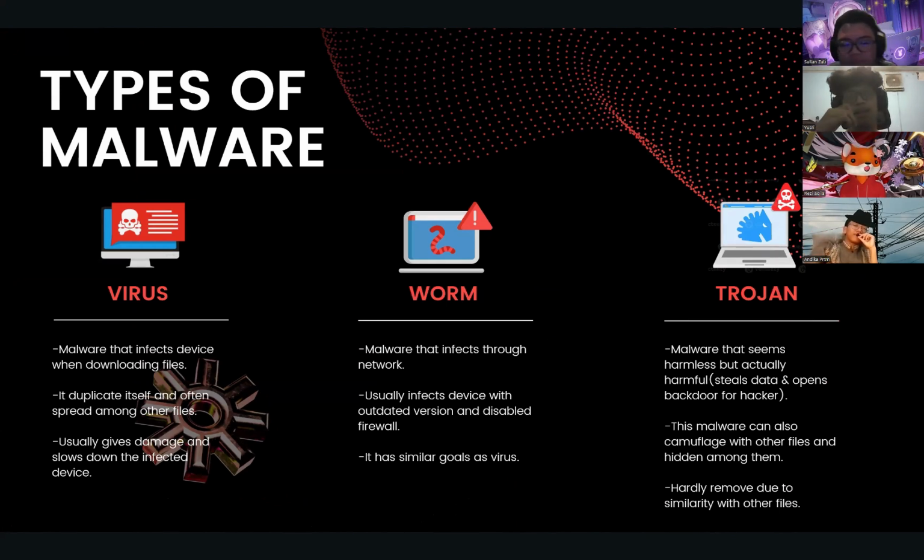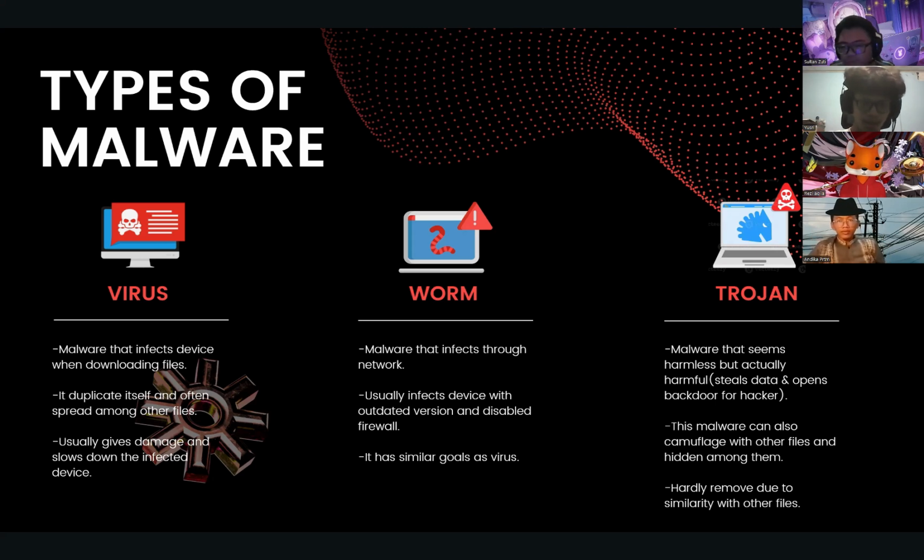In general, there are a lot of different types of malware that can infect our device, but commonly, there are only 6 that cybercriminals or hackers use. The first one is virus. So, virus is a kind of malware that infects a user device when the user downloads a file that contains the virus. And once it connects to the device, it will duplicate itself and often spread among other files. And usually, it will damage and slow down the affected devices, like causing system crashes, black screens, and significantly reduced performance.